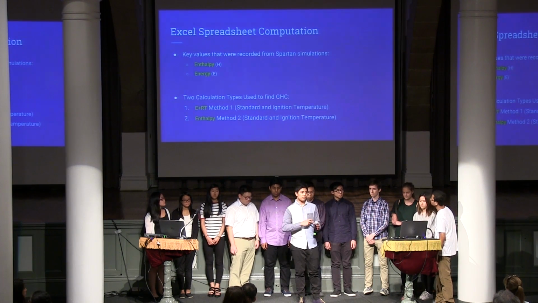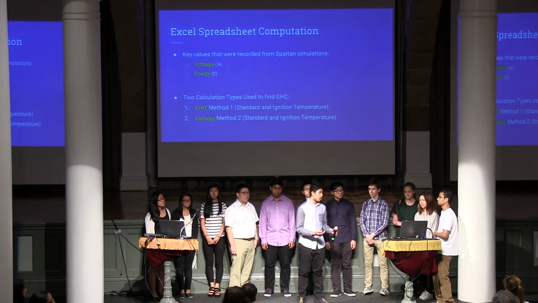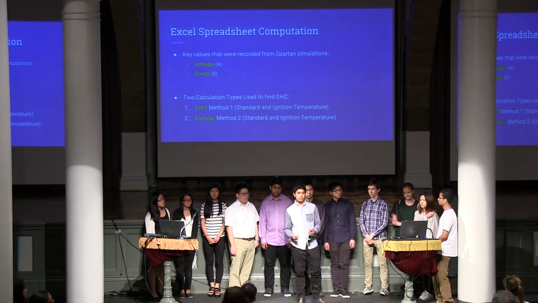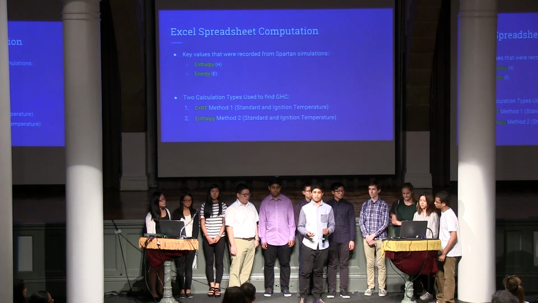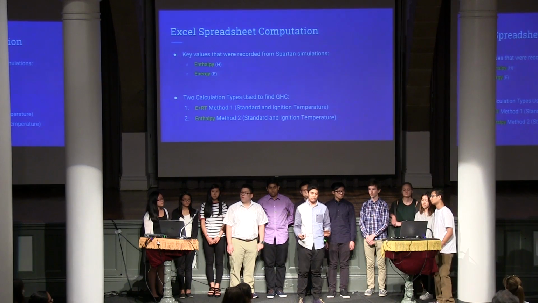Another big part, as you saw before, about the computational chemist is that we use Excel spreadsheet computation. A big part of it is finding the values that we use and then using them to find the heats of combustion. The two main values that we used for every molecule was enthalpy and energy. Enthalpy is essentially the heat content of a system, and energy is just the energy of the molecule.